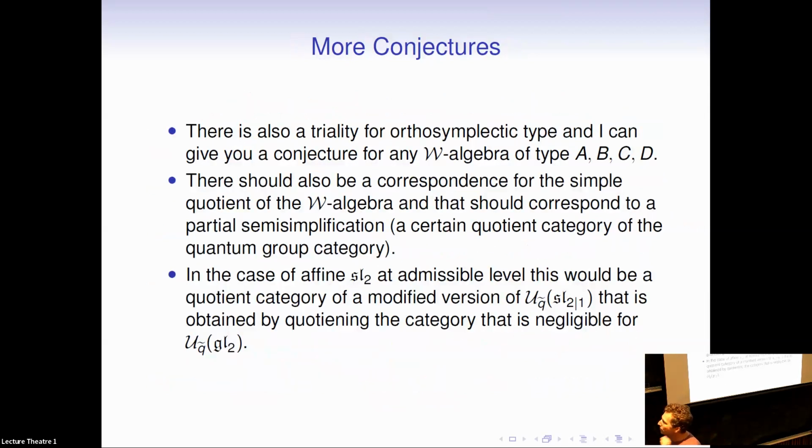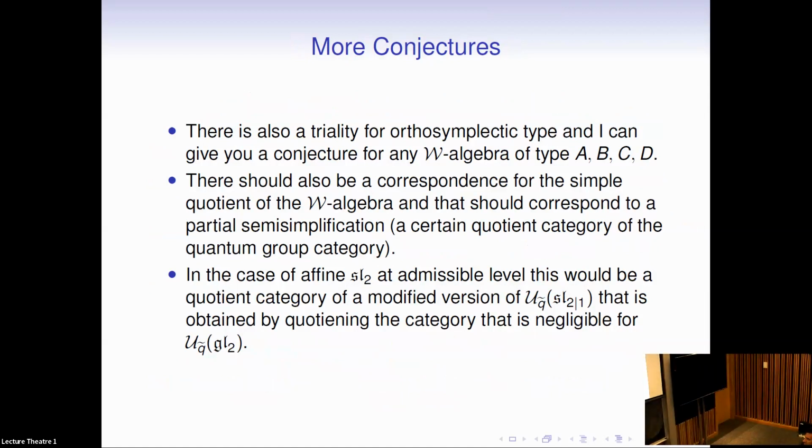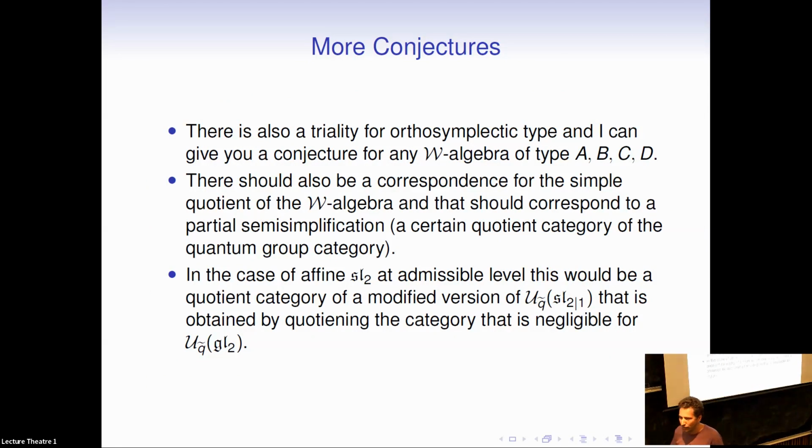And then you can have more conjectures. There's also a triality for orthosymplectic type, and it's more technical to write down what it should be. But if you are interested in more general conjectures, I can tell you what they should roughly look like.